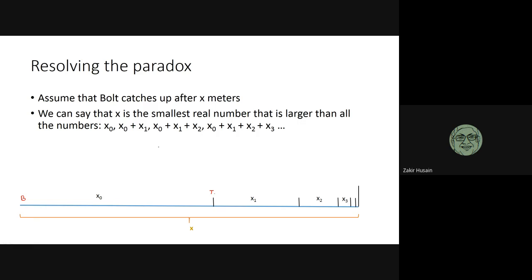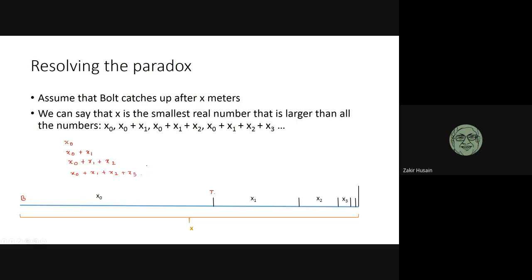So when the first drinks break occurs, how much has Bolt run? Sir, x0. Only in the second drinks break, how much will Bolt run? x1. So what is the total distance? x0 plus x1. In the third round? Sir, x2 will be added. And so on. We go on adding x2, x3 like this.